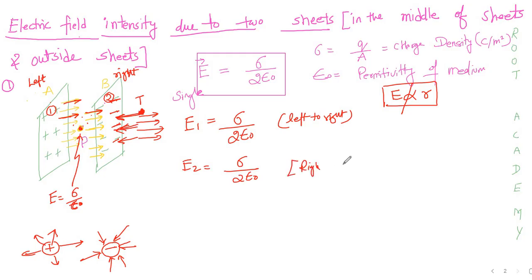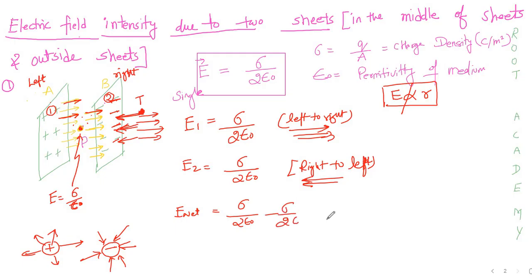Let me write from right to left. Correct? So one is this side, left to right, and one is this side. And so what will be E net? What is the net field at this point T? So it will be sigma by 2 epsilon minus sigma by 2 epsilon.